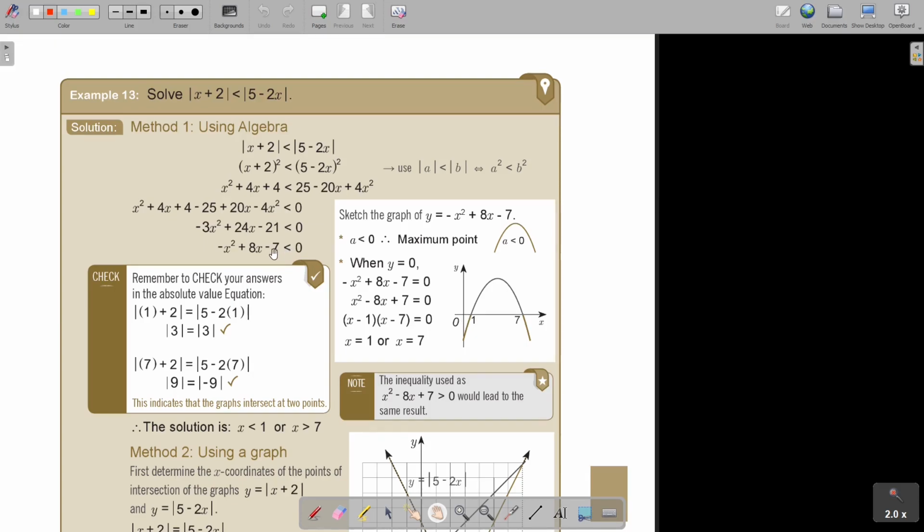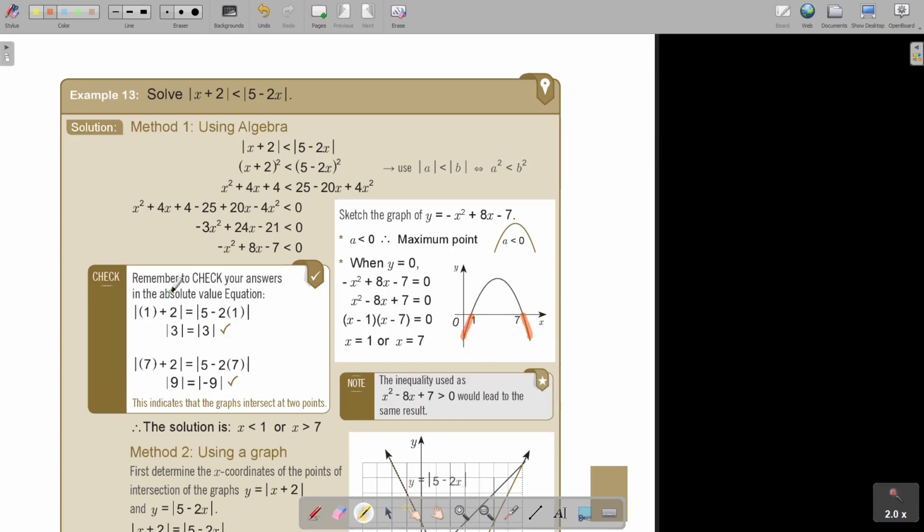Now I go back to the inequality. I didn't show you here, but I'll show you now. The inequality says smaller, so it's under the x-axis. If it was bigger, it's on top. Then I describe it. If it's two separate parts, then I say x is smaller than 1 and x is bigger than 7. Are you with me? It's two separate parts, not a combined part.